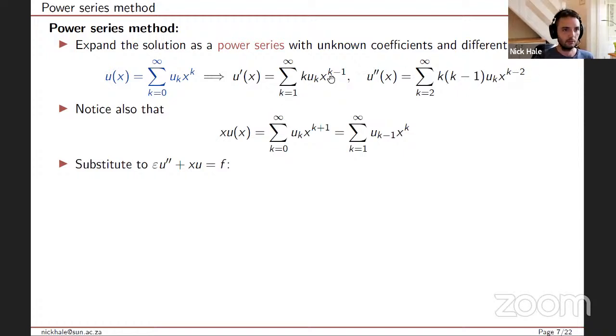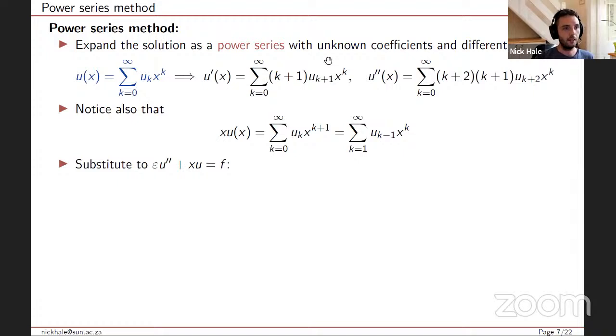So I'm just going to shuffle the indices as a standard thing, and we end up with these representations of the derivative and the second derivative. Okay, we could do the same thing for the multiplication operator, x times u. We'll just bring that in here, and again, we'll write it in terms of x to the k.